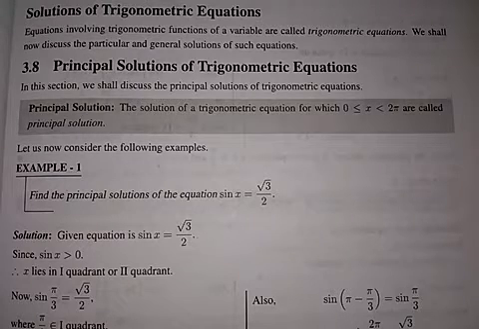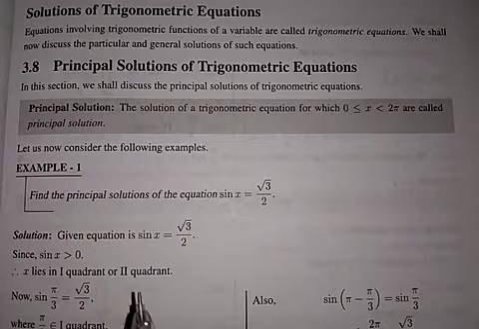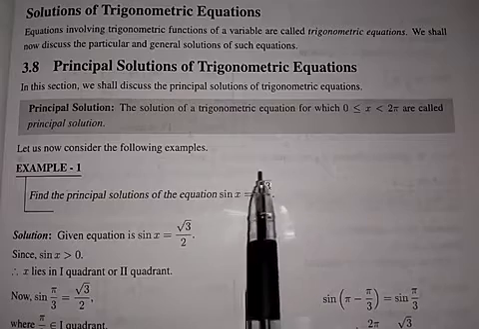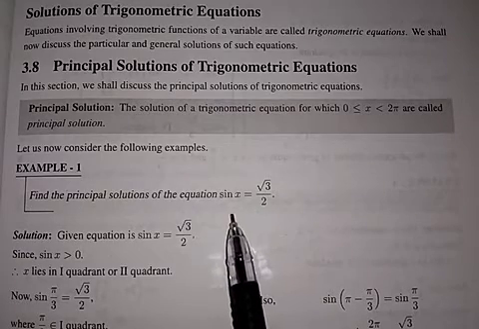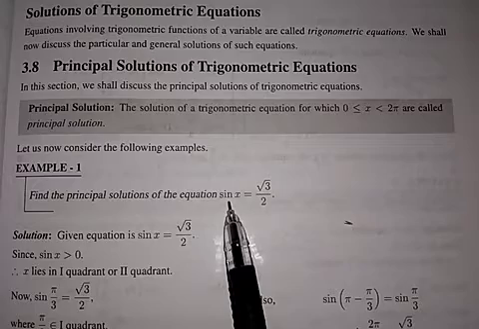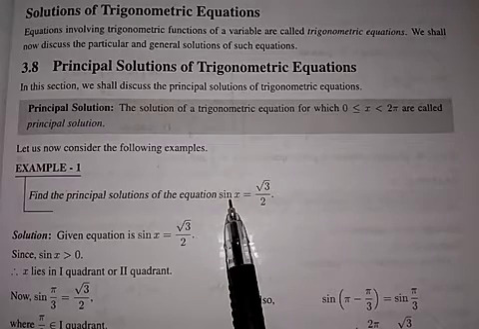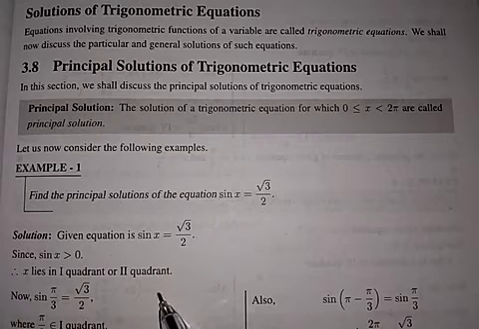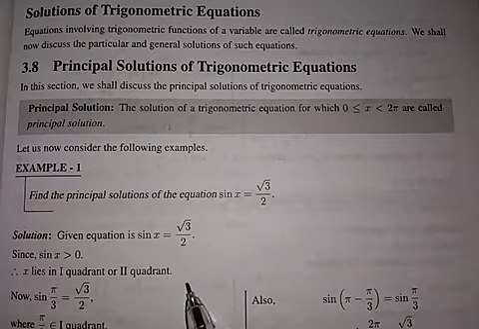First is principal solution. The solution of a trigonometric equation for which x is greater than or equal to 0 but less than 2 pi are called principal solution. For example, we have an equation sin x equal to root 3 by 2. We can say that given equation is trigonometric equation because here trigonometric function is involved. Then we can find general solution or principal solution of given trigonometric equation.